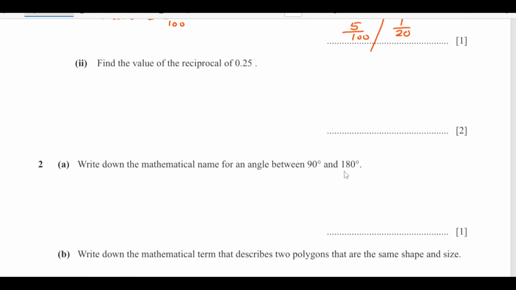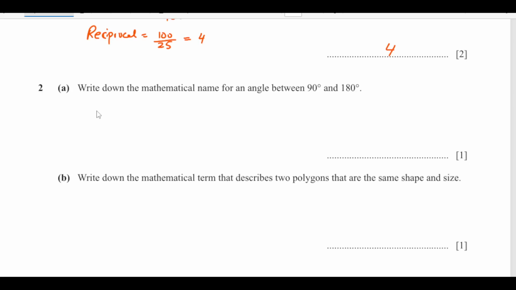Now find the reciprocal of 0.25. So 0.25 can be written as 25 over 100 if you remove the decimal. So the reciprocal is going to be 100 over 25. So 25 times 4 is 100. So we got 4 as the final answer, right?